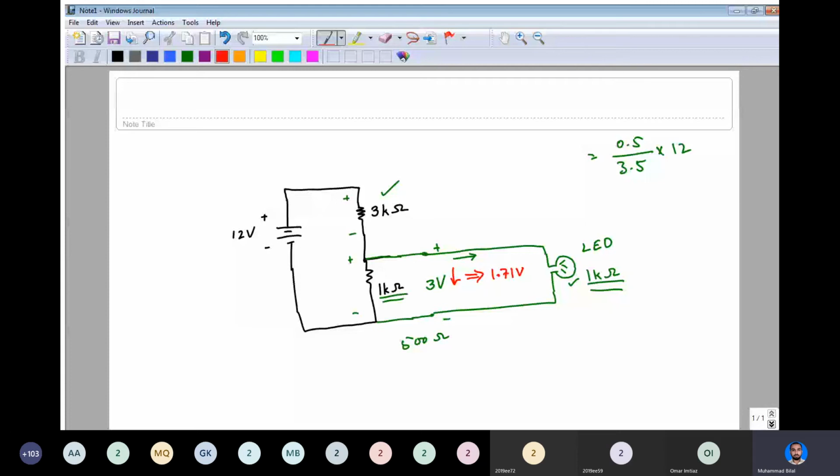Now to solve this problem, what we do is between this LED and our voltage divider circuit, we insert a voltage follower circuit, implemented with the help of an operational amplifier. So if I remove this connection here and add the voltage follower circuit, it will be like this.